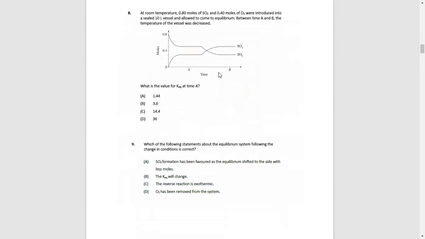In this question, we've got at room temperature, 0.8 moles of SO2 and 0.4 moles of O2 introduced into a sealed 10-litre vessel and allowed to come to equilibrium. Between time A and B, the temperature of the vessel was decreased. Okay, so we know that this is a temperature decrease.